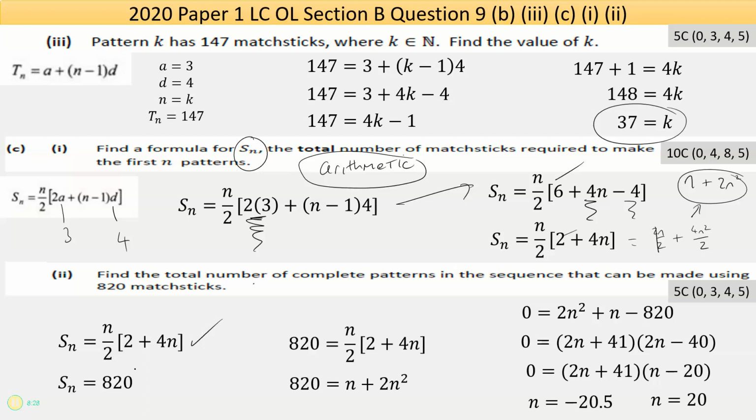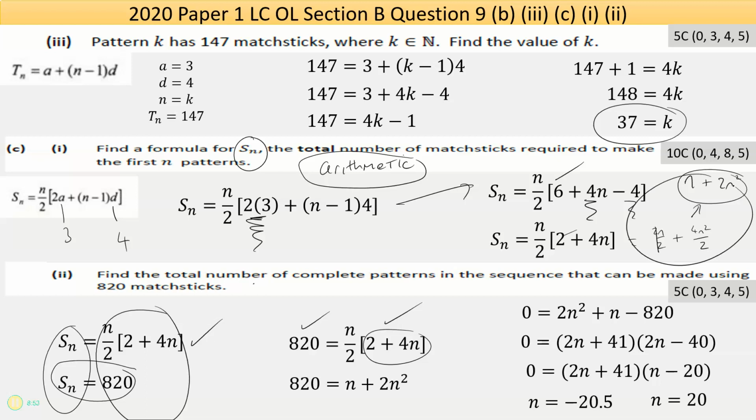I know that the total number of matchsticks in S of n is, I'm told, 820. So I can put 820 equal to my formula. Hopefully you get that, because if these two things are equal, then these two things must be equal. Once I've made that connection, I can solve it. Now I've gone that further step of multiplying the n over 2 inside the bracket, and I've done that up here. But I end up with this quadratic. If I bring it all to one side, and I've done it there, I end up with a quadratic.